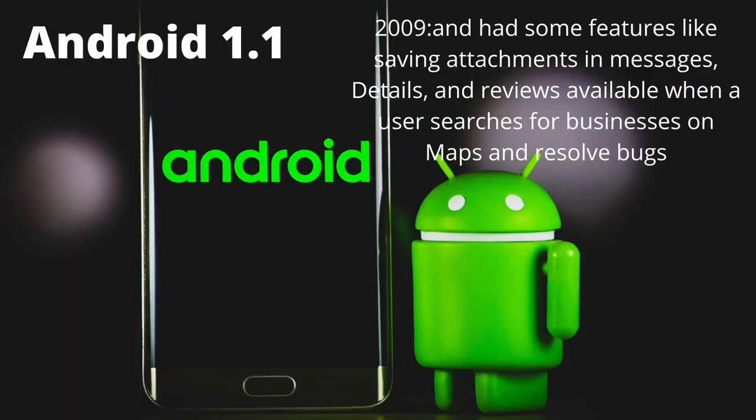Android version 1.1 was released in the year 2009 and had some features like saving attachments in messages, details and reviews available when a user searches for businesses on maps, and bug fixes. Initially it is said that this was named Petit Four, an appetizer, but it was not official though.